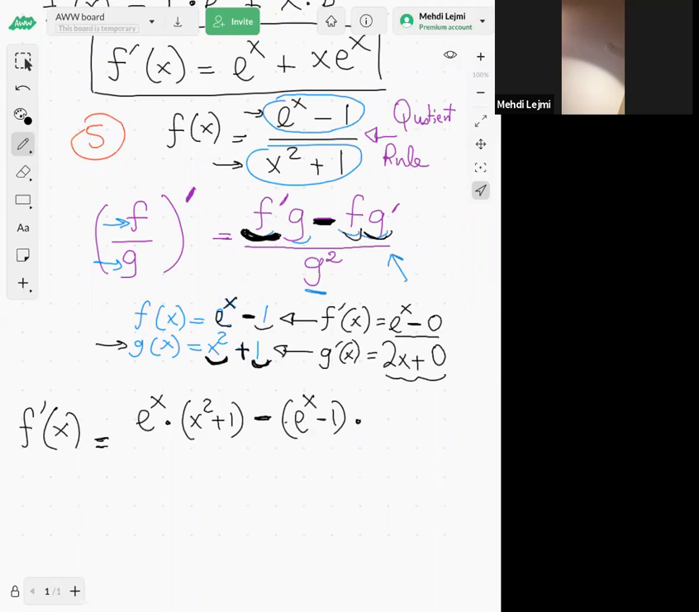So g prime is just 2x, right? Over, so the denominator is always the square of the g, the square of the bottom. So the square of the x squared plus 1. So then squared. Any questions, guys? So that will be the derivative of my function here, right?